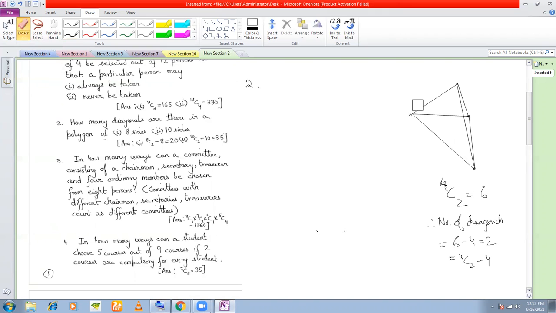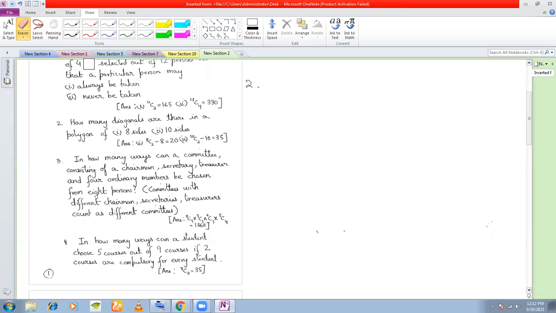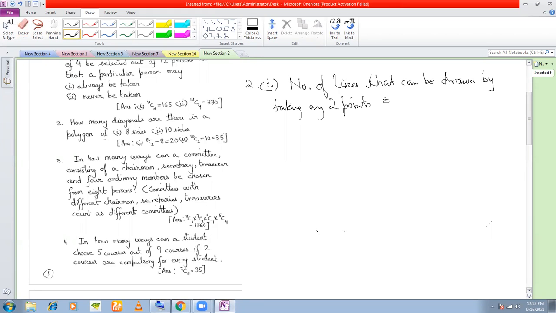So similarly, if you have a polygon of 8 sides, then how many lines are there? 8 lines. No, sir, 8C2. Number of lines, 8C2, sir, 28, that can be drawn by taking any 2 points. Because the polygon has 8 sides, you can draw 8C2 lines, right?